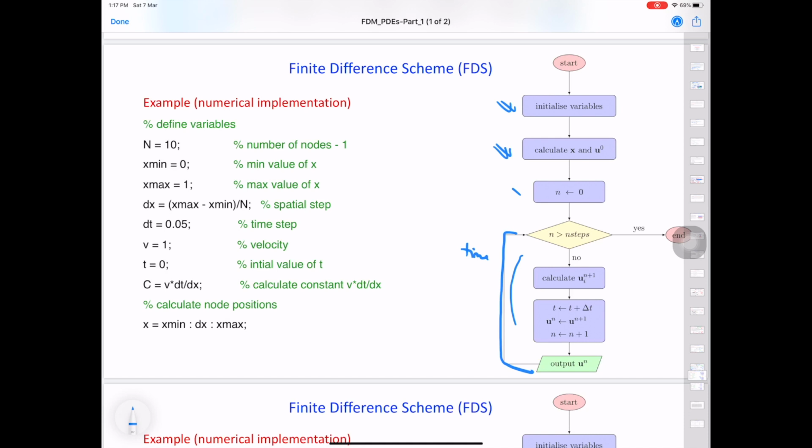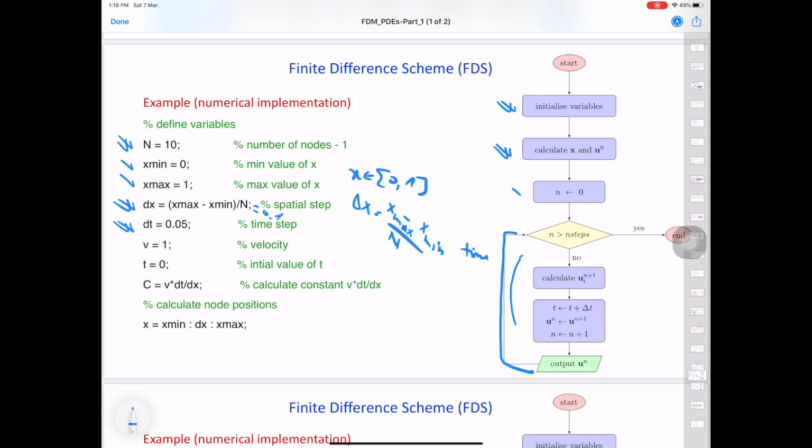So let's start here by defining the variables. So we will define the variable n is equal to 10. This is the number of nodes minus 1. We have the lower boundary x min is equal to 0 and the upper boundary x max is equal to 1. So the boundaries are 0 and 1. This is the space boundary. We can calculate also here now delta x is equal to x max minus x min divided by n. So we get delta x. So delta x in this case becomes what? 1 minus 0 divided by 10 gives 0.1.